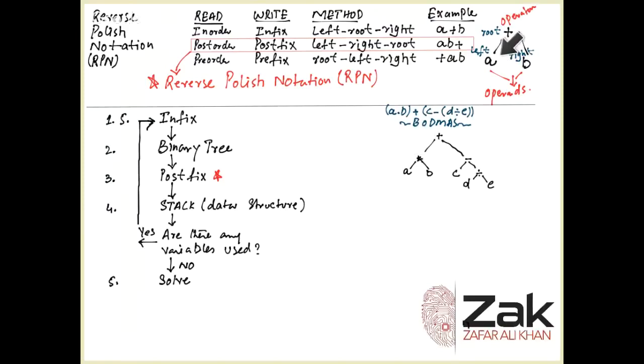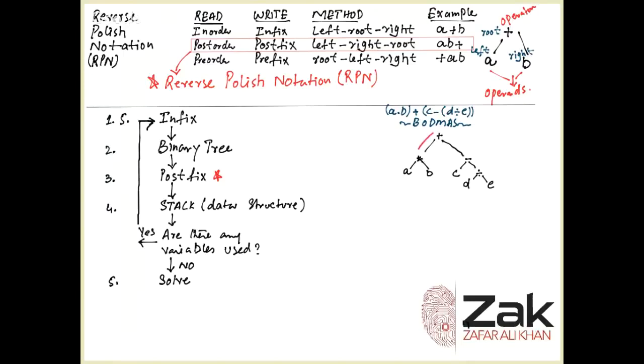Left, right, root. We go left. This is the far most left. So A, whatever is solved on the left, then its right, B, and then its root, star. This is the left of this. So we go to the right, then left, C, then right, then left, D. Then write E, then root, divide, then minus, then plus.